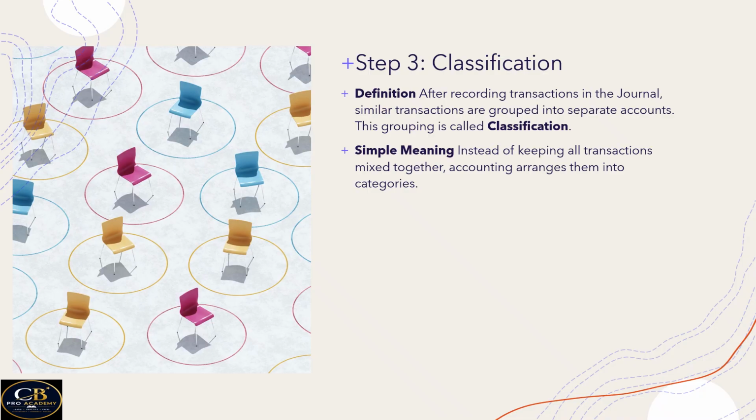Now what you need to do? So you need to group all these into accounts: salary account, furniture account, electricity account, purchase account.